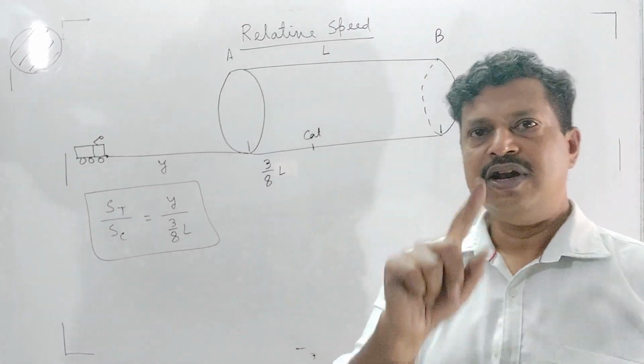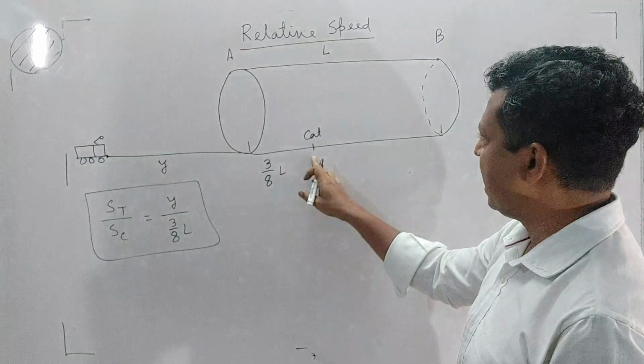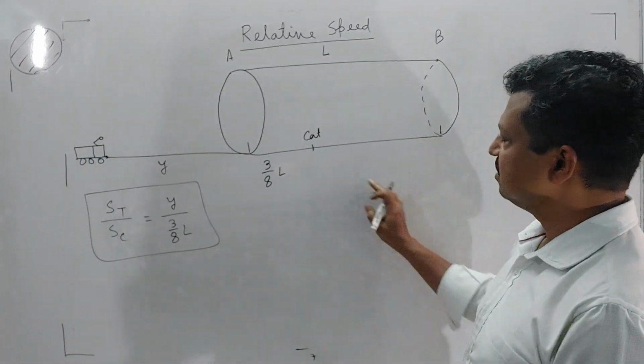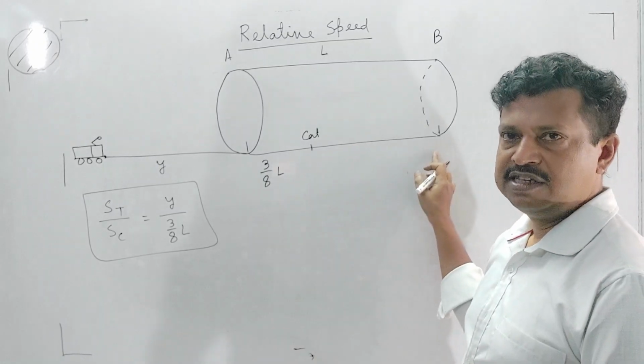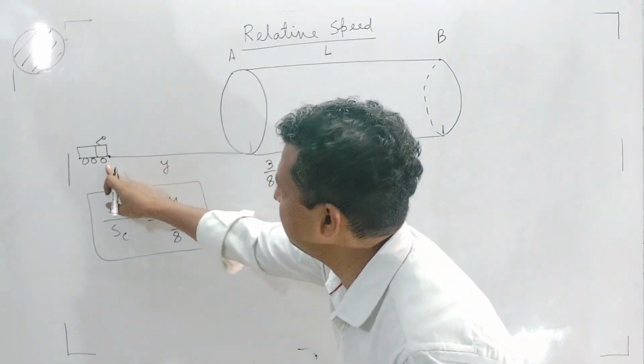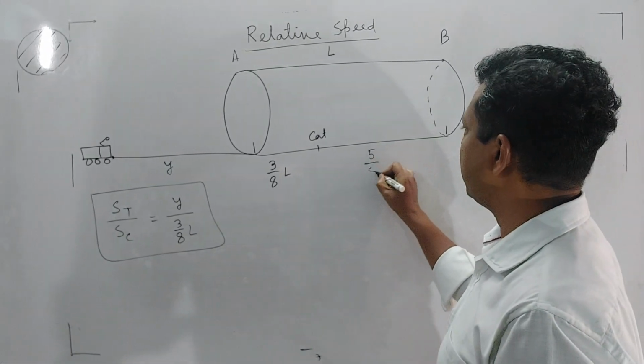Alright, so this is for case number 1. Case number 2 says what? Case number 2 says if the cat is moving this way, so that means the time taken by the cat to travel from here to here is equal to the time taken by the train to travel from here to here. Achha, what is this distance? This distance is 5 by 8 L.